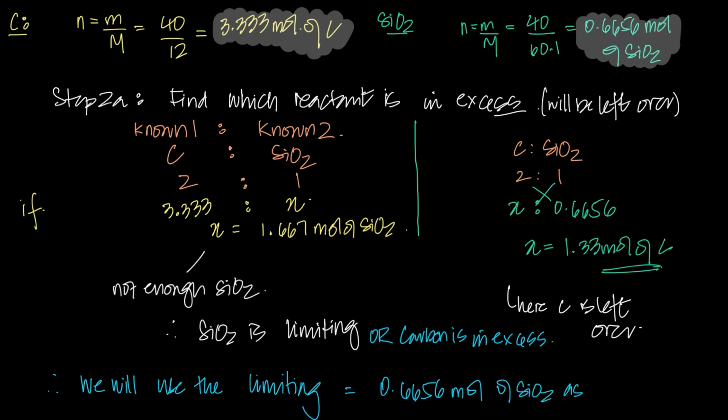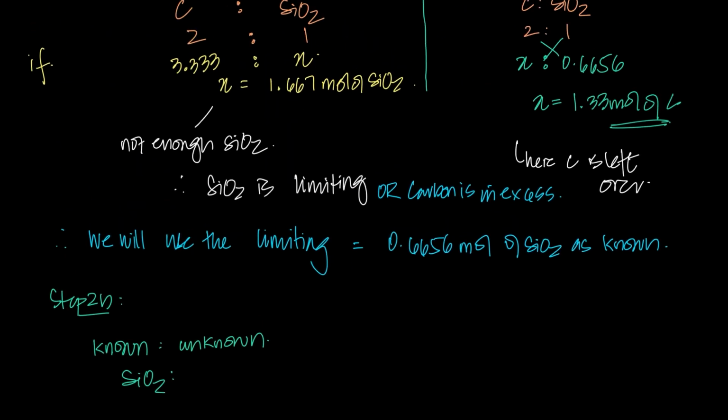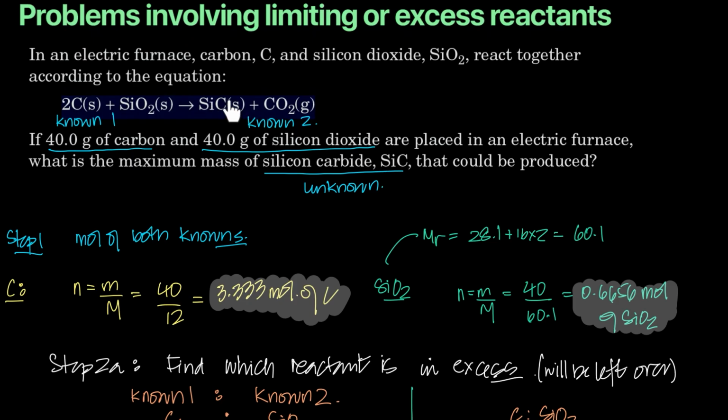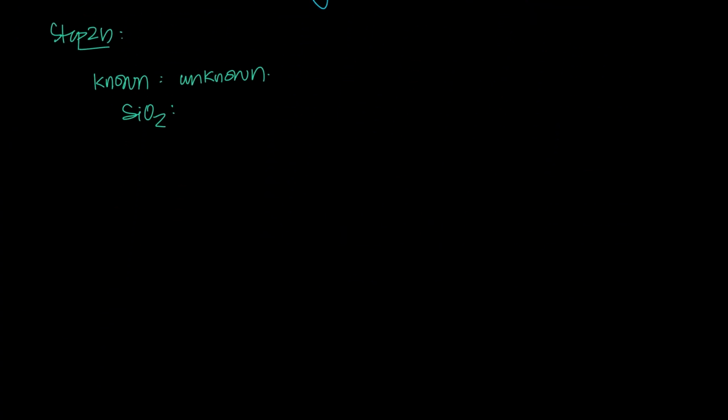The limiting known here was this many moles of SiO2. So the limiting is the known I'm going to use. The excess is irrelevant to us now. So step 2B is the ratio of the limiting known to the unknown. When you have two knowns, one becomes the limiting known, and the limiting known is SiO2. Now I'm going to go all the way up to the equation. I know the unknown is SiC. So what is the SiO2 to SiC ratio? 1:1. So I'm going to go back down here and say, SiC is my unknown, and the ratio is 1:1.